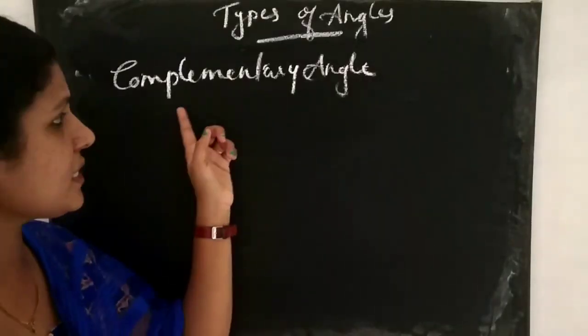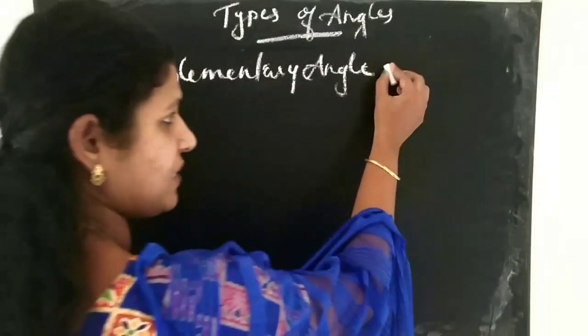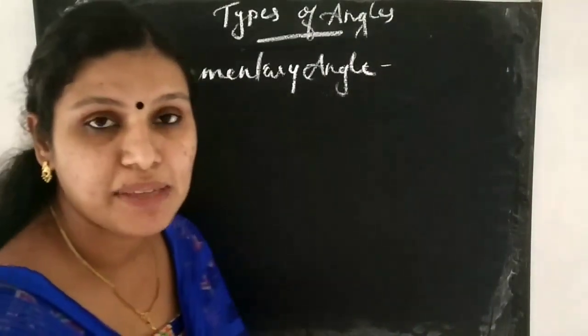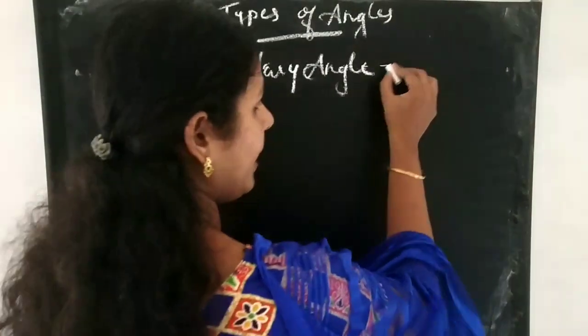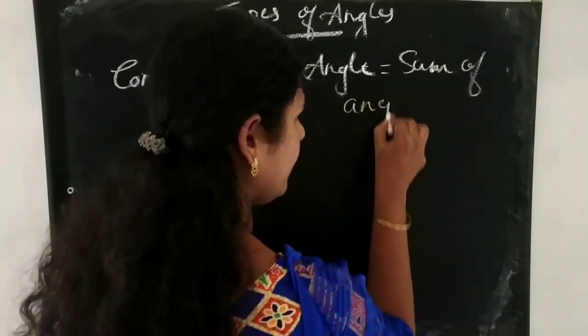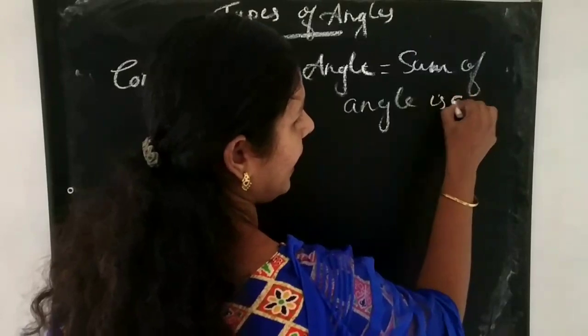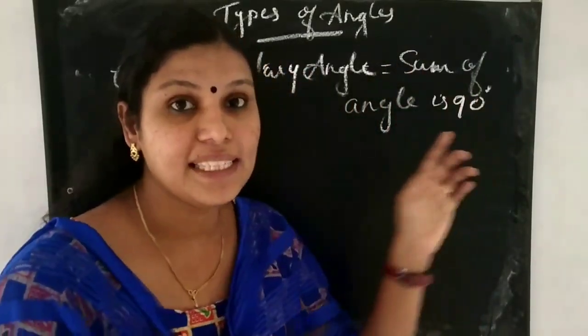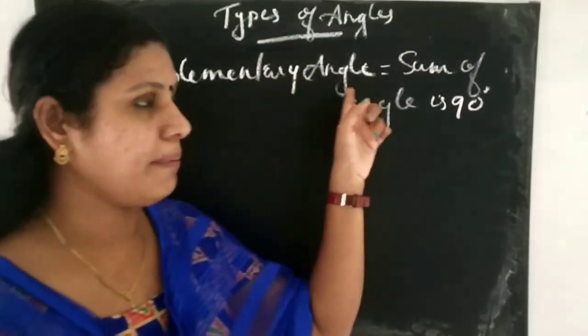Okay. Next is complementary angle. Complementary angles are angles whose sum of measures is 90 degrees. Angles whose sum is 90 degrees are called complementary angles.